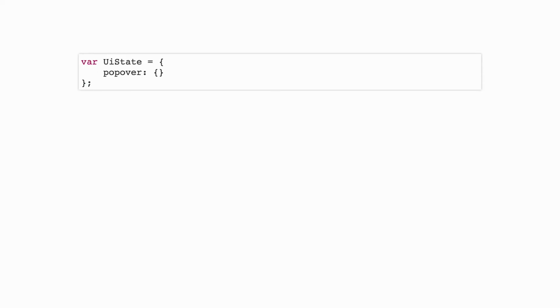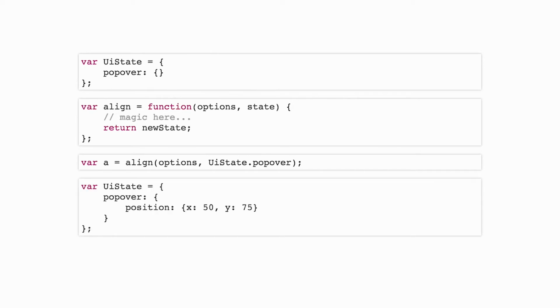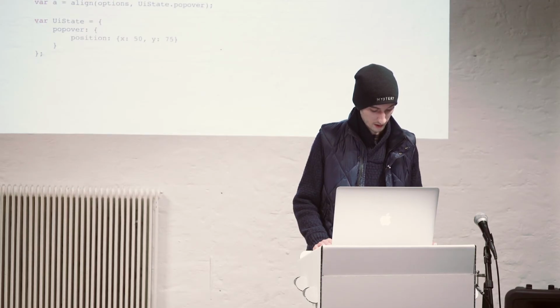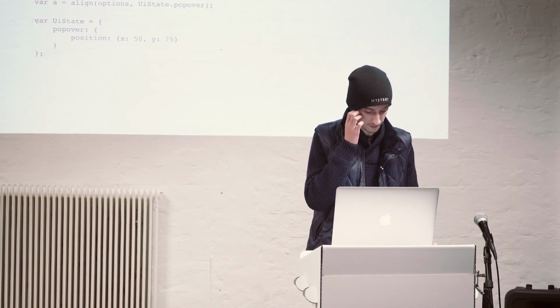We start out with a plain object store that contains all the necessary information to render our popover. We create an align function that takes some options and the state of the UI component that we want to align. And when we call this function, it's going to do some magic with the state that we passed, and it's going to return a new state, which is what happens here. And here's an example of the return state. So in this case, it would do some math magic, and it would return a new state like that one. And we can use this state yet again in another function to keep on modifying it.